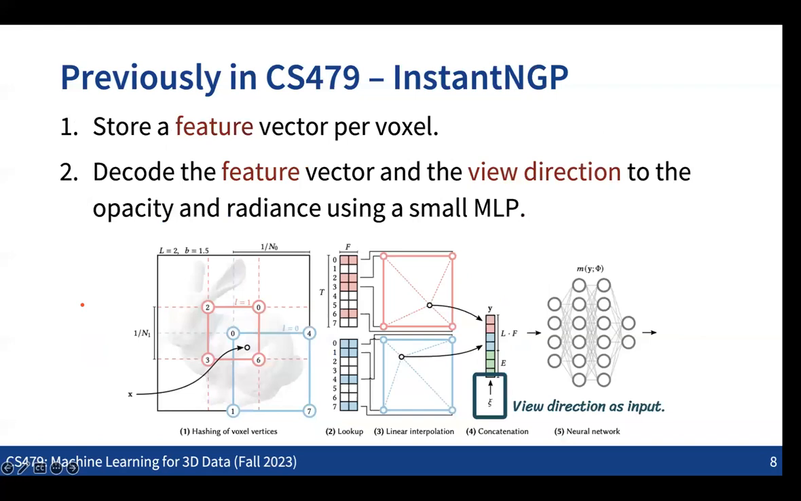So the hybrid version is that we store not directly the opacity and radiance information, but feature vectors that can be decoded by a very small, tiny MLP. This is a hybrid version where we mix the 3D voxel representation and the neural network. By combining these two representations, we compress the information while still getting very high quality outputs and very fast computation, both in optimization and in rendering.